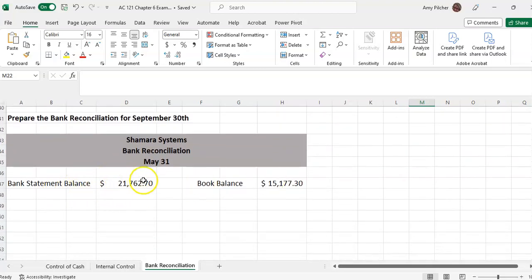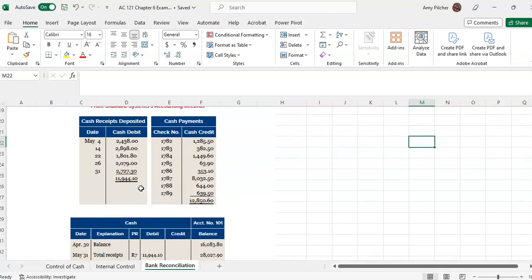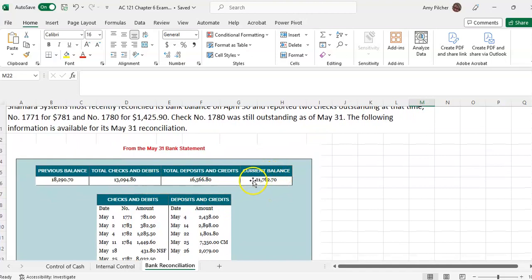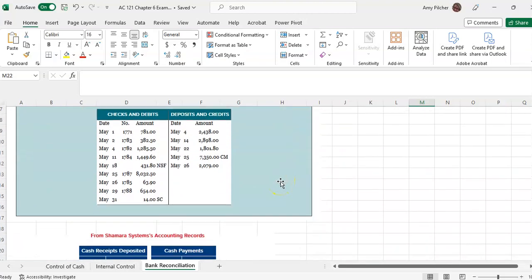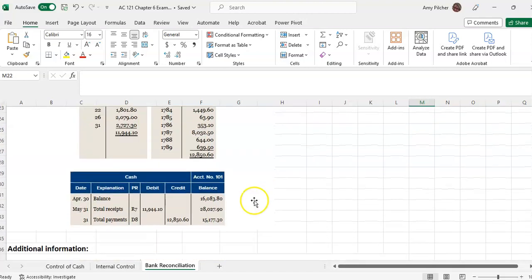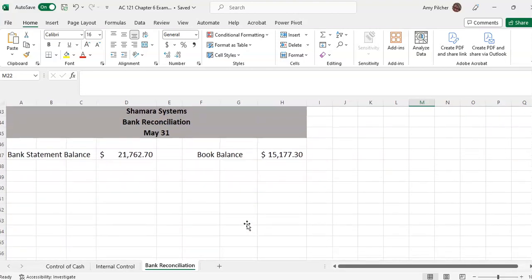We start with the bank statement balance, which we get off of our bank statement. So we have the current balance on our bank statement, and then our accounting book balance, which is what's currently the balance in our cash account. So that's what the book balance is. Okay, so we've recorded that.